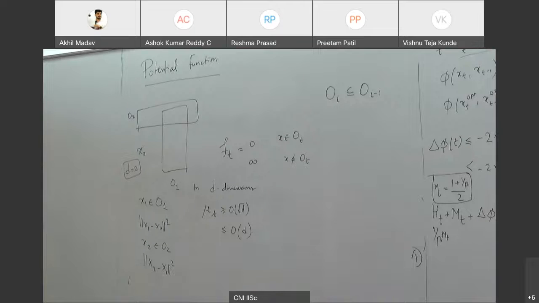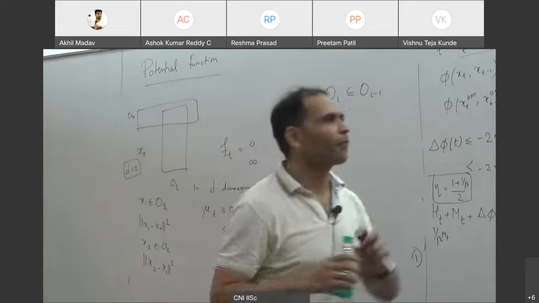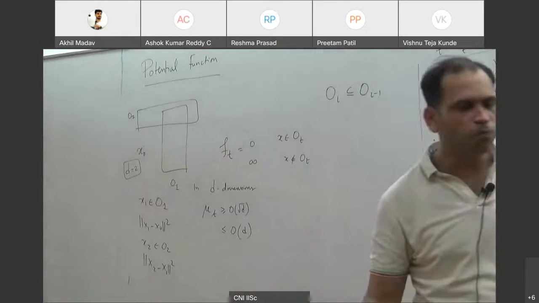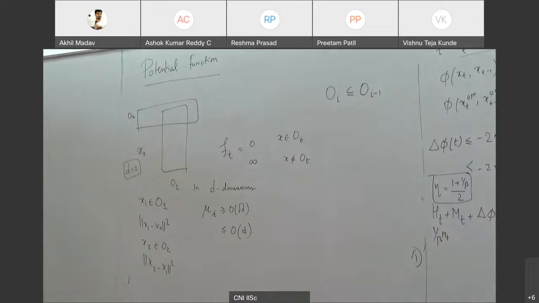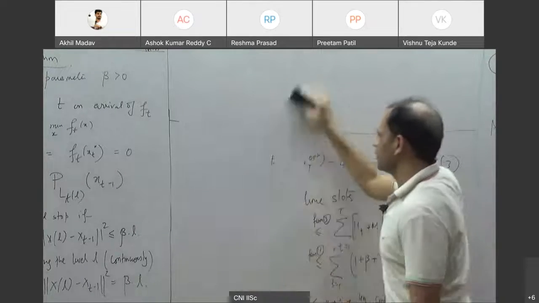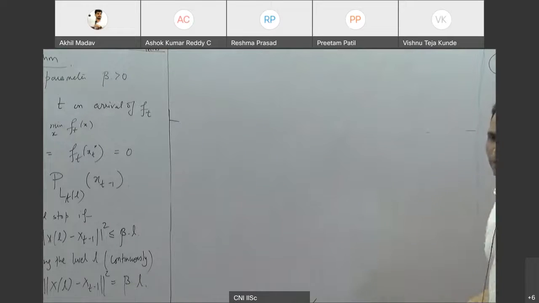So that is an example of a very difficult problem. A more difficult potential function for a related problem. I have a potential function for.